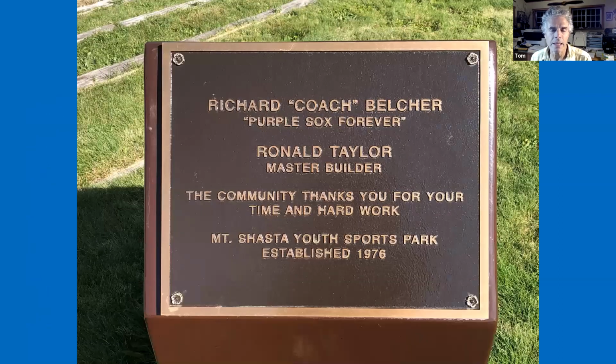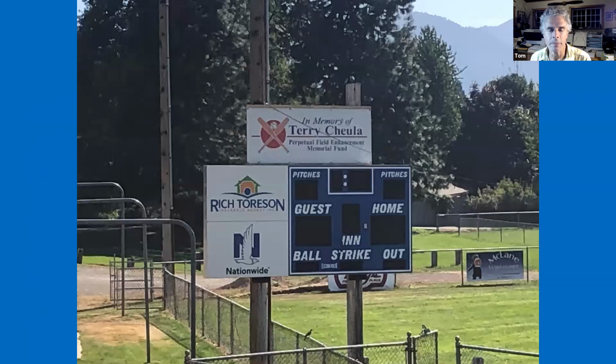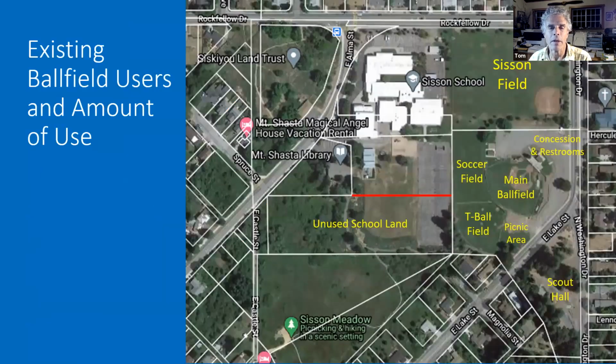The youth sports park was established in 1976. Mount Shasta has long been a community that's been very active with ball sports. A lot of people have contributed. These are the properties that comprise it. It started here on city land under lease to the rec district. That involves the main ball field, t-ball, soccer field, picnic area, concessions and restrooms, and then this is a storage shed here. The same city parcel crosses Lake Street, and the Scout Hall building is here, but this is not included in the lease for the youth sports park.